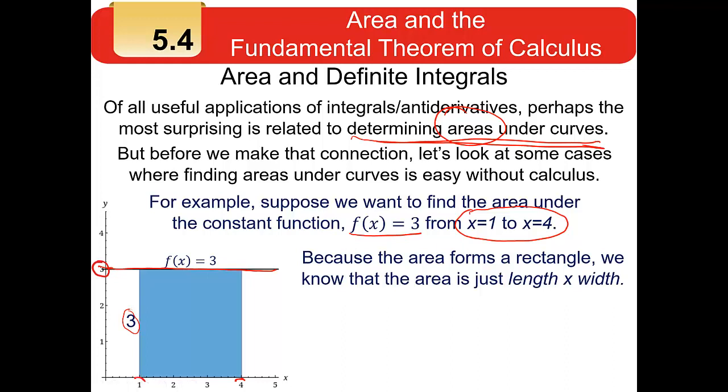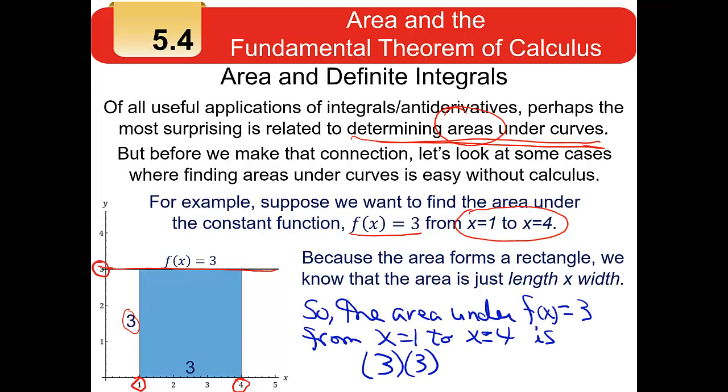But then you're also going from 1 to 4. That's also a length of 3. So actually that rectangle is a square. The area is just length times width. That's 3 times 3, and the area is 9. So some of these area problems you could actually do without knowing any calculus if it turns out to be a formula that you learn from geometry to find the area.